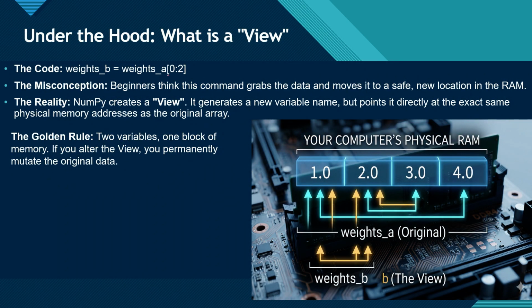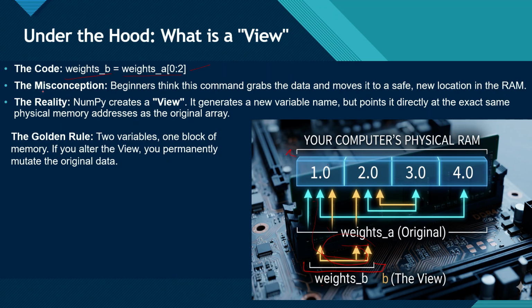So what is a view? Like we created an array, this is array A, with the values 1, 2, 3, 4, and we create weights_v as A[0:2]. Here we are creating a slice, so this is also pointing to the same array. You can see it is pointing to the 0 and 1 elements of the original.